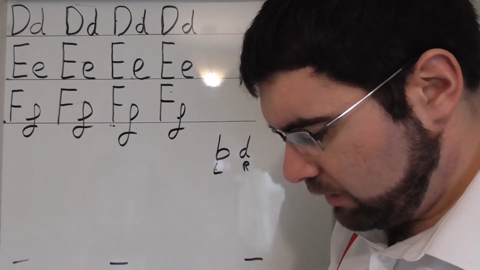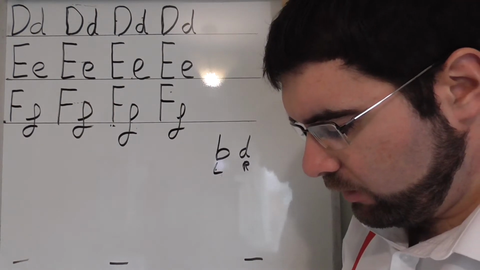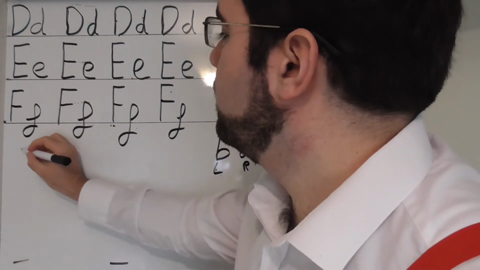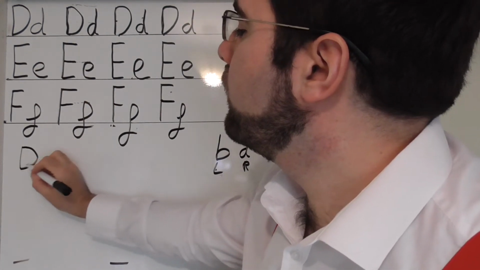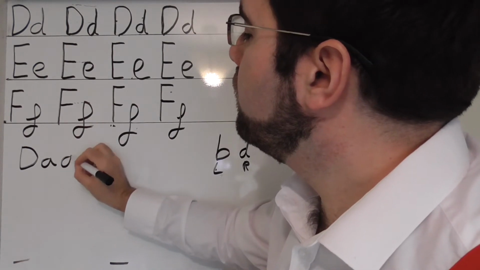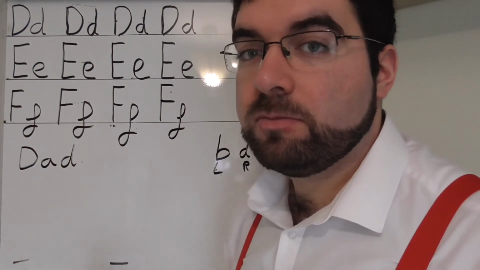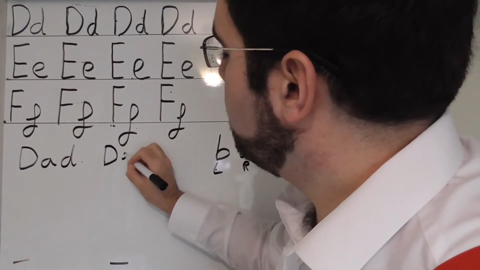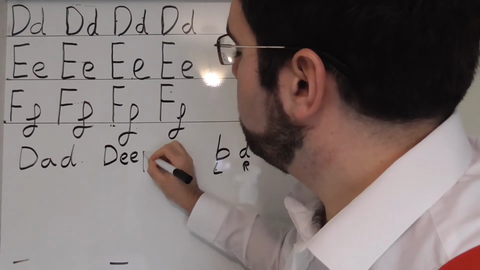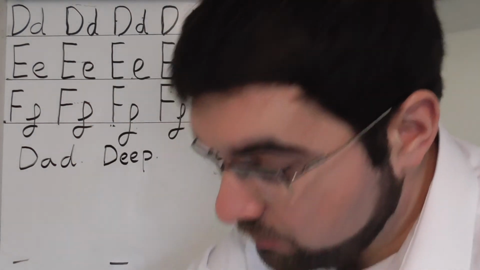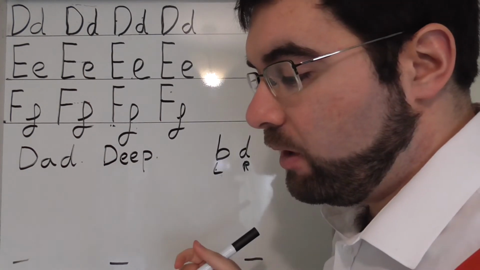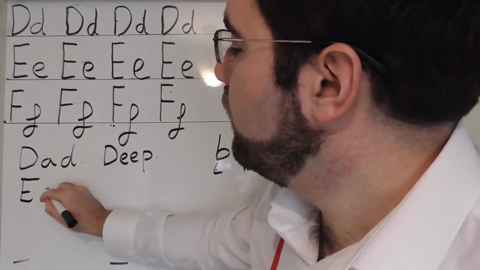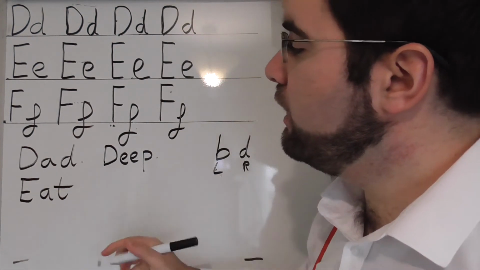But which words exactly? Okay, hold on. So let's get dad. D, A, D. Very nice. And deep. D, E, E, P. Deep. Very nice. Let's have eat. E, A, T. Eat.